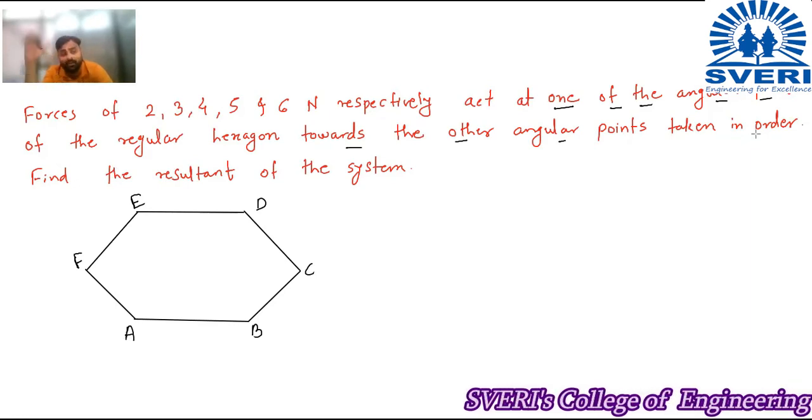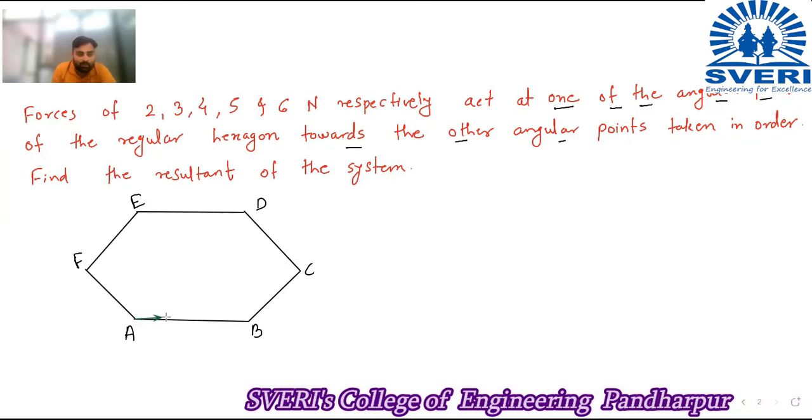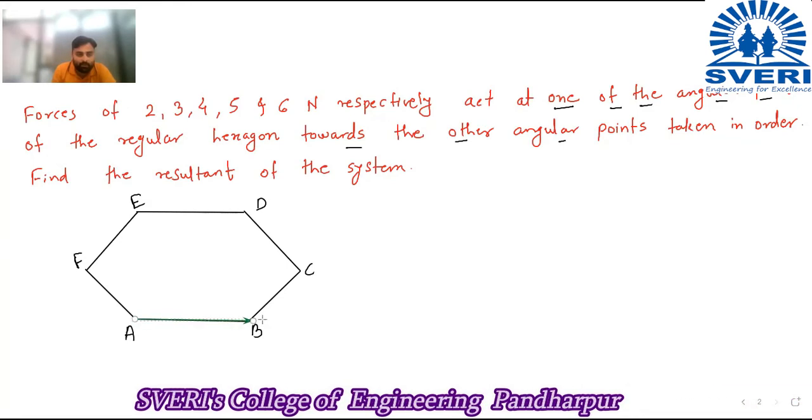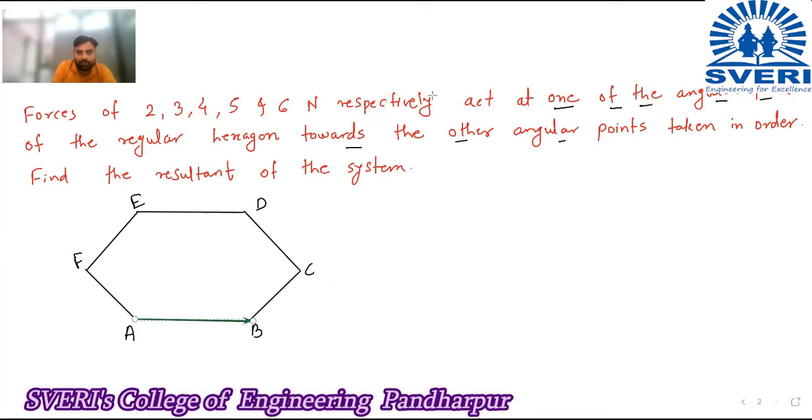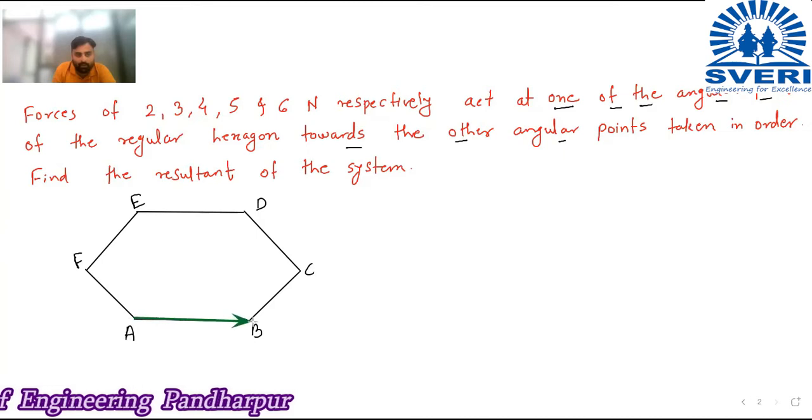So you should go serially. That is the meaning of taken in order. So from point A to point B, I will draw one force. Okay, see, from point A to point B, I will draw one force.